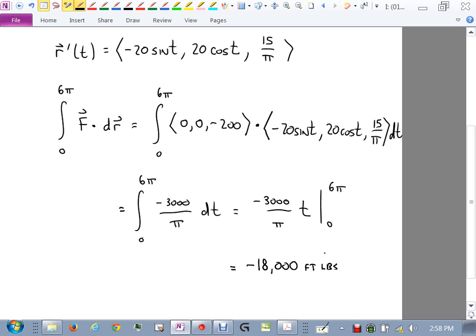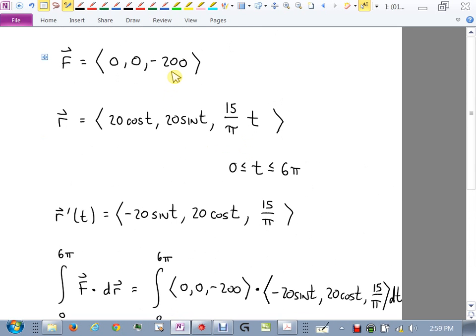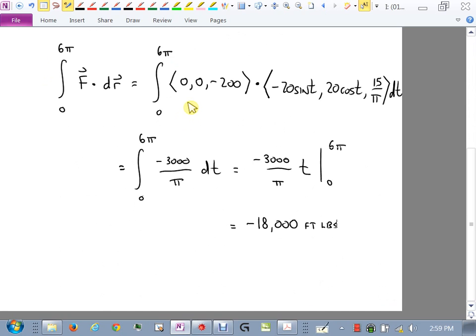Now, technically, this is actually the work done by gravity. You could look at it one of two ways. The vector field was either the gravity force or his force going up, right? If we looked at his force against gravity, then we would have used a positive 200 for him. Here we're looking at the force of gravity, which is negative. Either way, for him to get to the top, 18,000 foot-pounds is the computation of work. That was the work required.